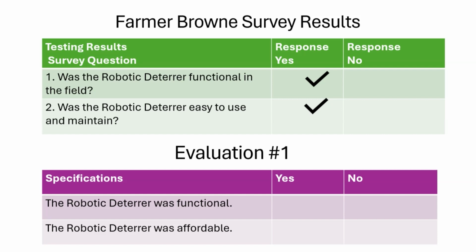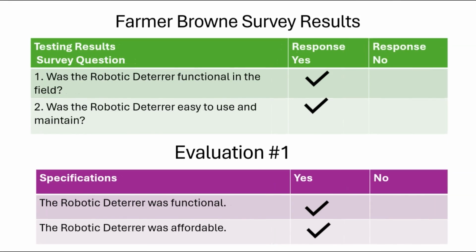What is your evaluation? Did the robotic deterrer meet the first two specifications? Take this time to pause the video and reflect before answering the question. Once you've done so, press play to continue with the evaluation. If your answer is yes, then you are correct. Both specifications were met based on the responses of Farmer Browne. Let us continue to the next evaluation.